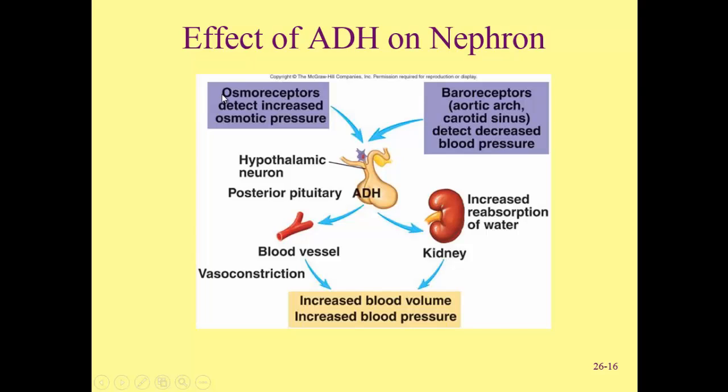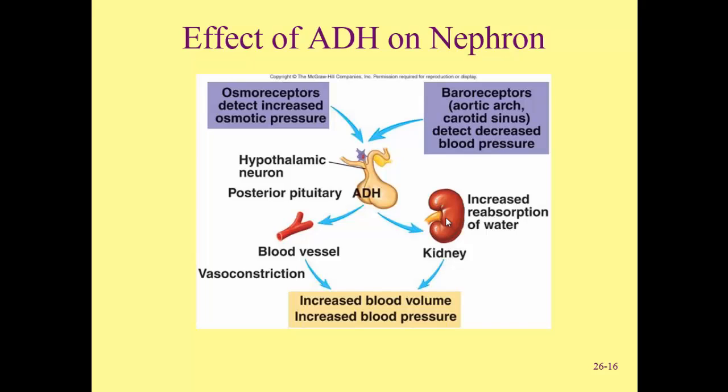So ADH, again, we said, will contribute to vasoconstriction. When you make a blood vessel smaller, that's going to increase blood pressure. And again, getting more water out of the nephron back to the blood increases blood volume, which will increase blood pressure. So ADH also increases blood pressure. So the only one that doesn't is which one again? Yep, ANP, atrial natriuretic peptide, correct.